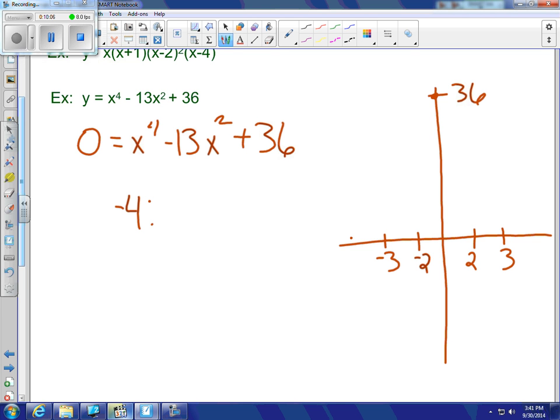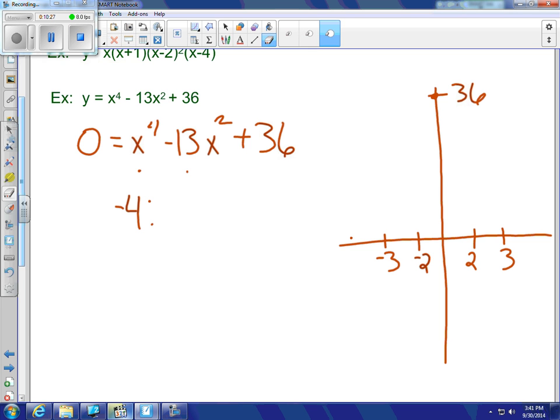you get positive, negative, positive. So you get, I think, 16 times 16, which is a positive, whatever that is. It's a big number.